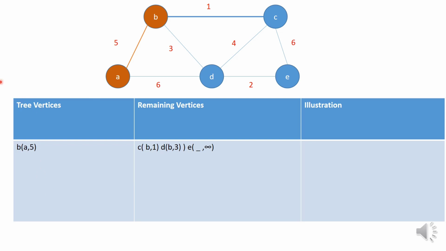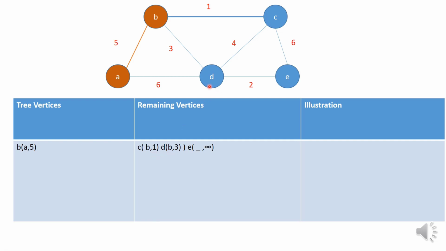Next, A and B are now in the tree vertices. A, we have already seen, is there in the tree vertices, and now B also falls into the tree vertices. Okay, now the remaining vertices are C, D and E. Now you have to see, is there any edge from C to either A or B? We have only for B, so write the distance.